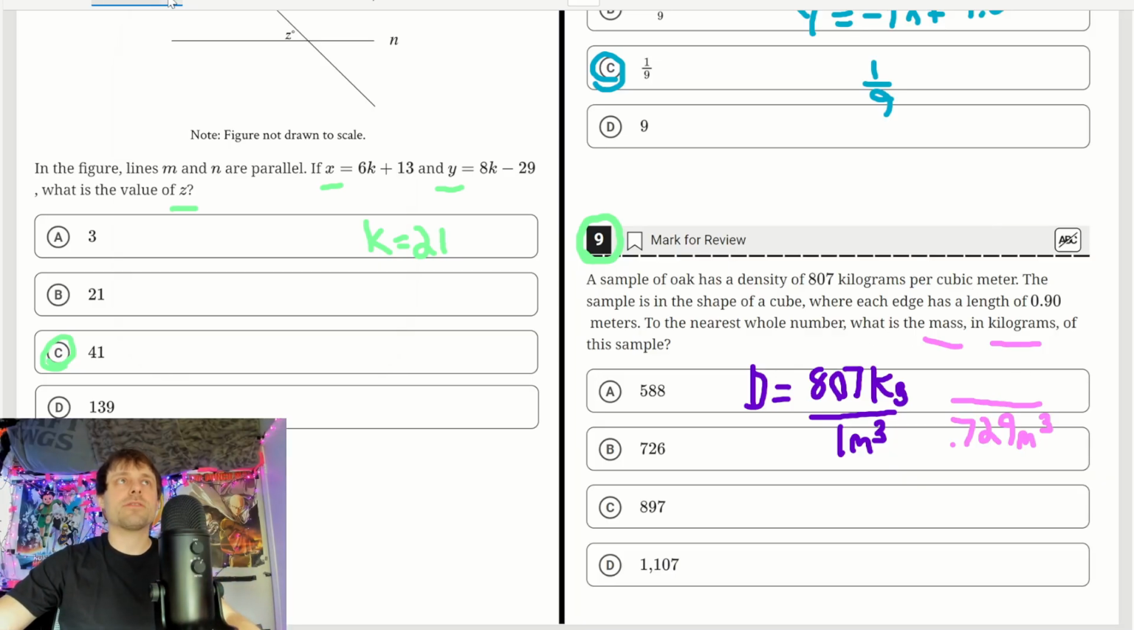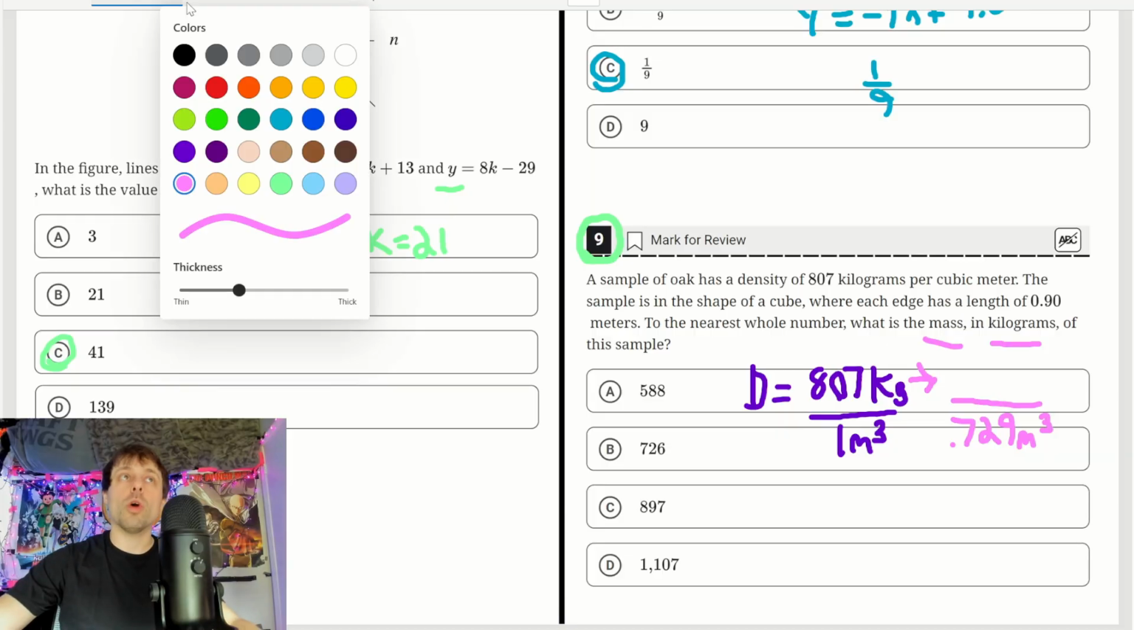And then you also just have to think, well, what should happen to our numerator? And again, it's going to decrease to keep these fractions equivalent, because our density isn't changing, it's the same material, just a smaller amount.